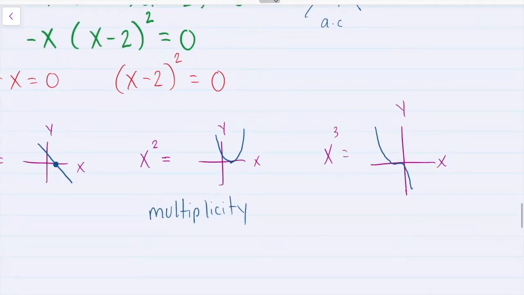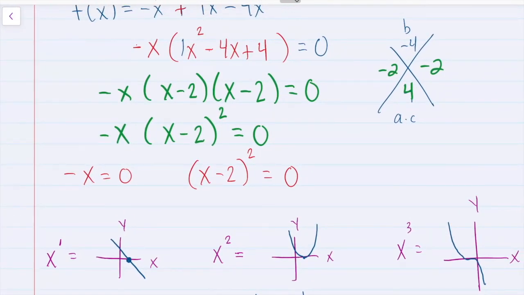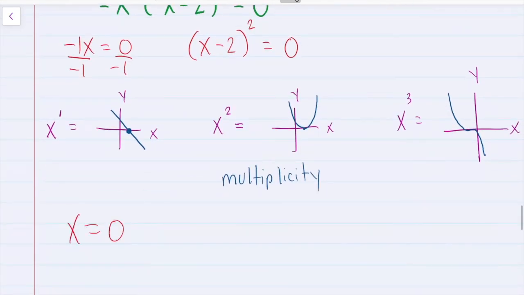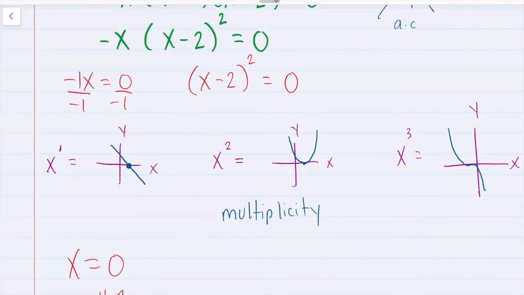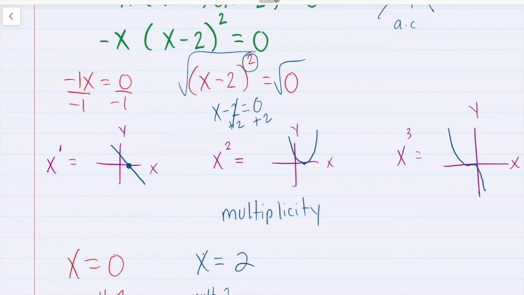Well, guys, look at this one. Let's look at the first one. Negative x equals 0. Divide by negative 1. So we found out that x equals 0, and that's a multiplicity of 1. So it's going to cross like a line. Look at this one. We find the square root. What's the square root of 0? That's just 0. We have x minus 2 equals 0, plus 2, so my x is equal to 2. And that has a multiplicity of 2, because the exponent was 2. So that's going to cross like a parabola. So at 0 it's going to cross like a line, and at 2 it's going to cross like a parabola.